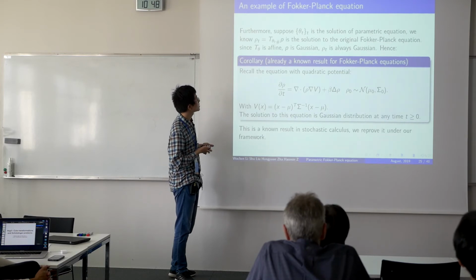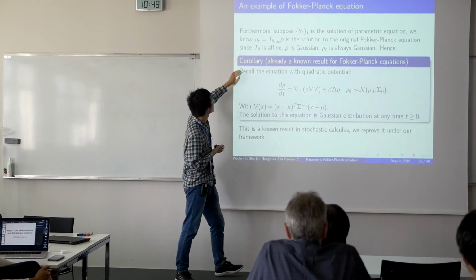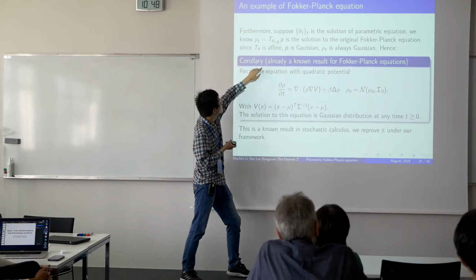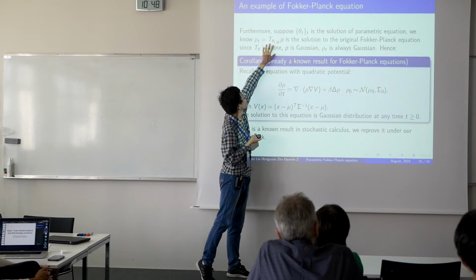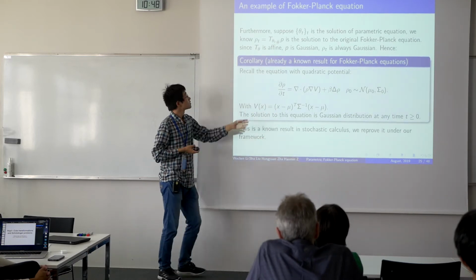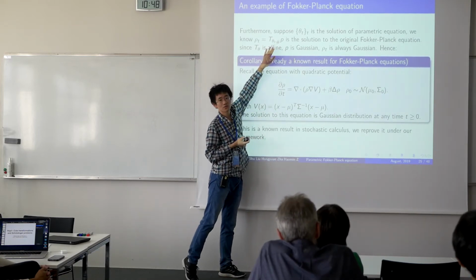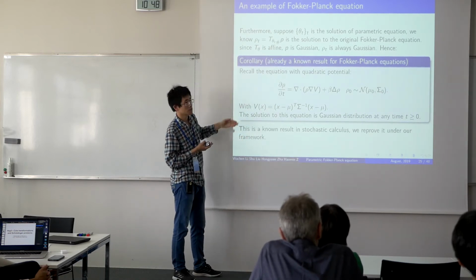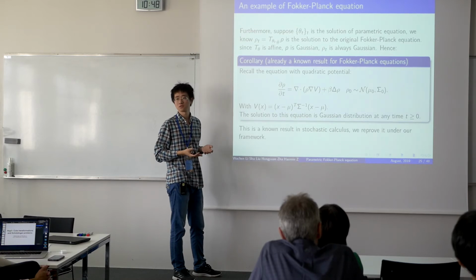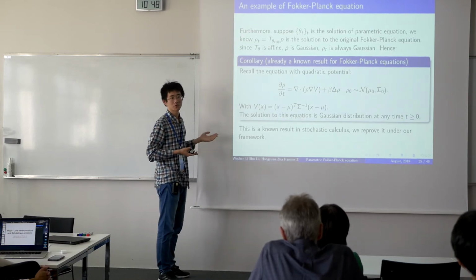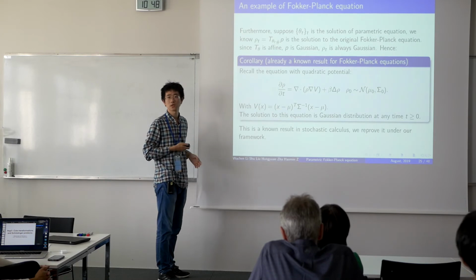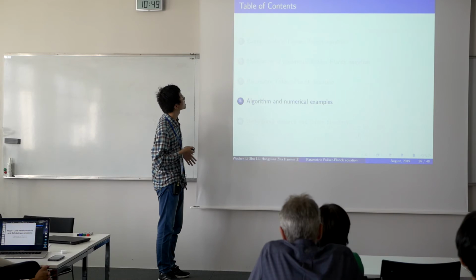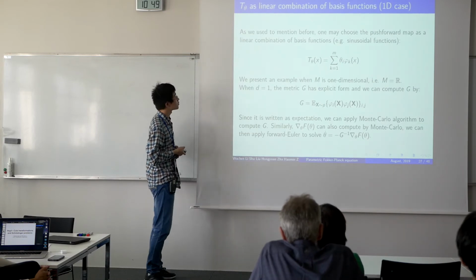Okay, and there's an interesting corollary. Since we know rho t equals this, which is the exact solution, and since the reference is the standard Gaussian and T theta t is an affine map, an affine map pushing forward a Gaussian still gives you a Gaussian. So that means the exact solution of this Fokker Planck equation is always Gaussian. This is an already known result in Fokker Planck equations. We just reprove it under this framework.